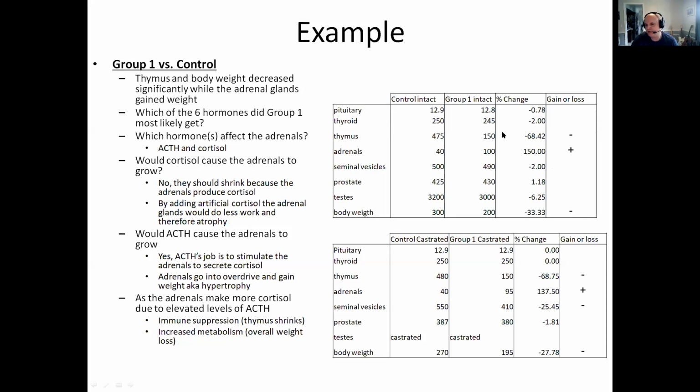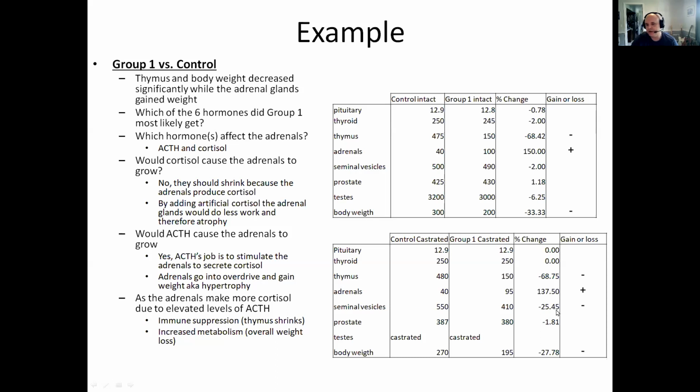All of this business here is just to get to see which glands have gained or lost, so you can try to figure out which hormone treatment this group got, okay? So now let's look at the castrated rat. Group 1 castrated rat, no change in pituitary, no change in thyroid. Once again, a huge change in thymus, very similar to the intact group, right? Intact rat. Here we see another massive gain in adrenal gland mass.